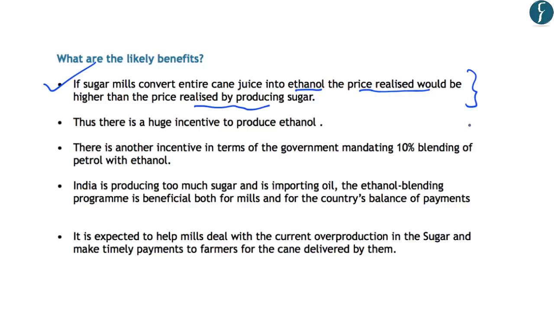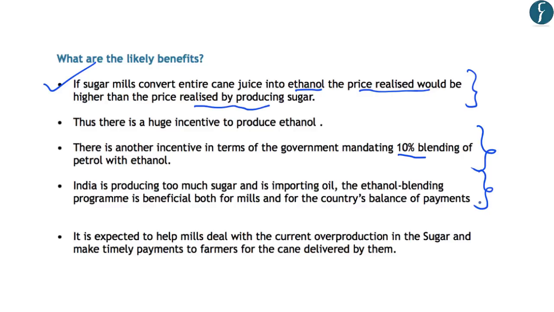And further, we know that the government has mandated for the oil marketing companies under the ethanol blending program that they have to compulsorily blend 10% ethanol in the petrol. And also, currently, we know that there is a glut in the sugar market because the sugar mills are producing more sugar and there is less demand for the sugar. And that is why the prices of sugar are very less in the market.